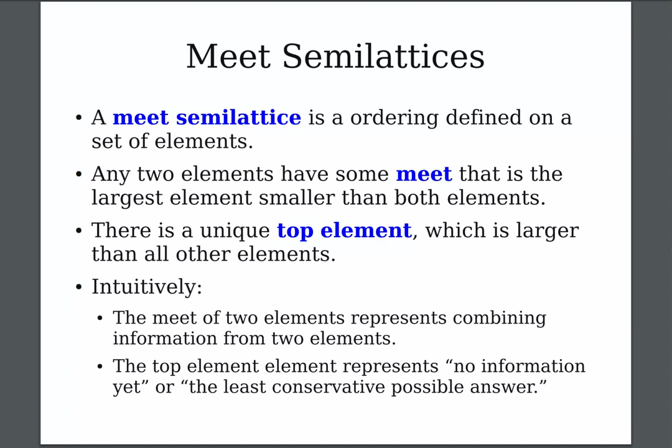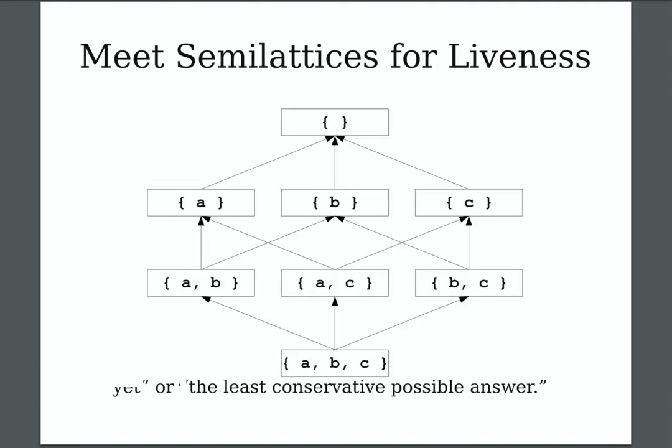So for our data flow analysis, the top element we're going to use to mean we have no information yet, or it's the least conservative answer. So for live variable analysis, that was the empty set. We don't know anything yet about our analysis. That was our top element. And so let me show this graph here. So our top element was the empty set, meaning we know no information yet.